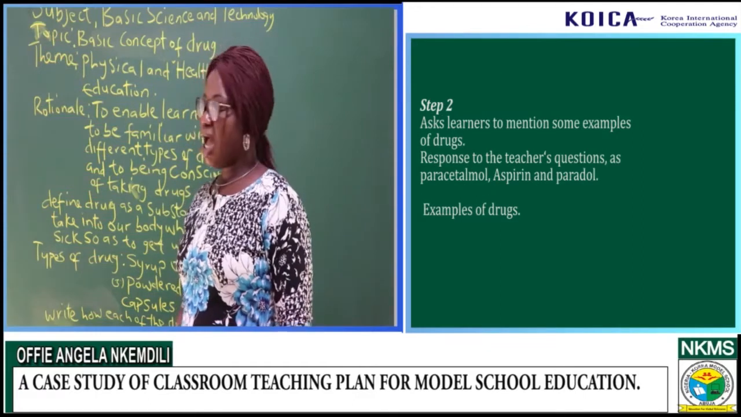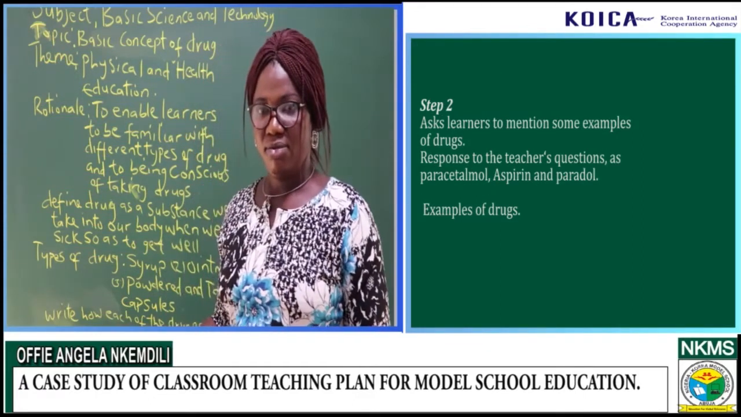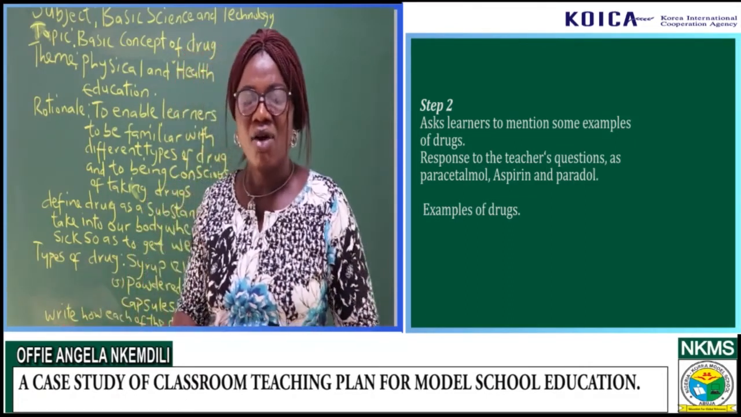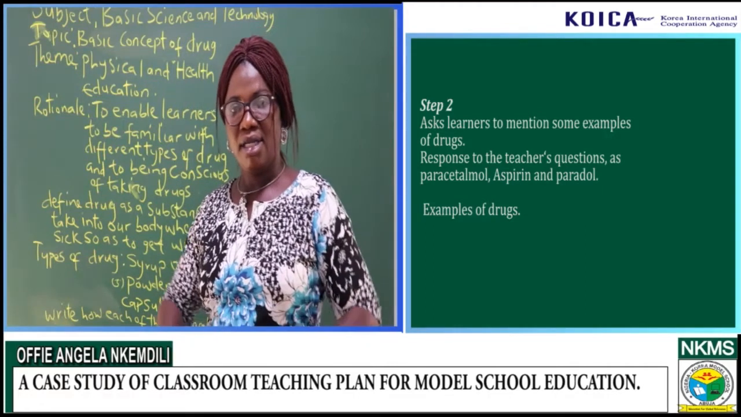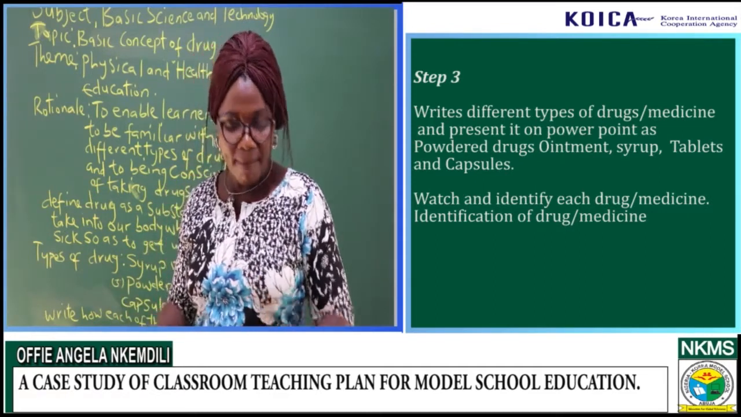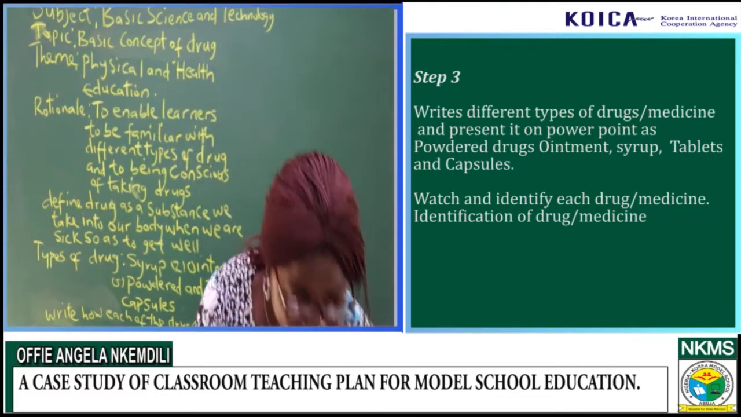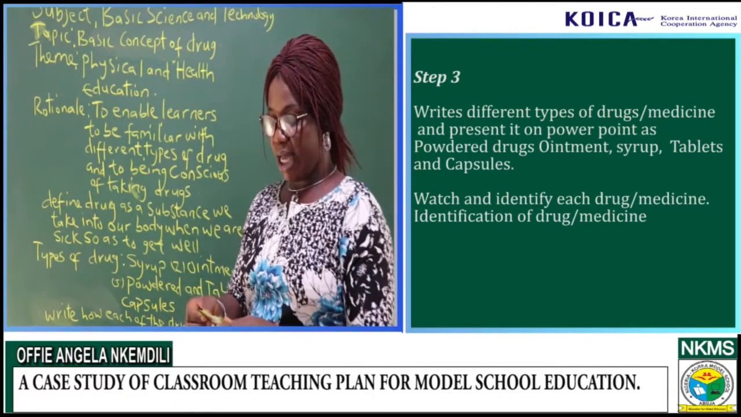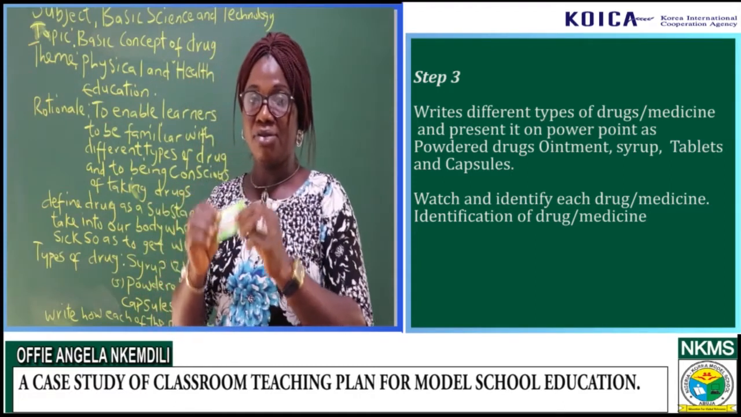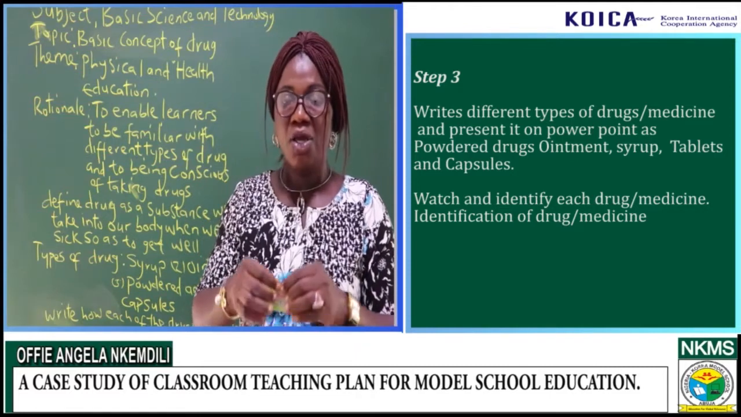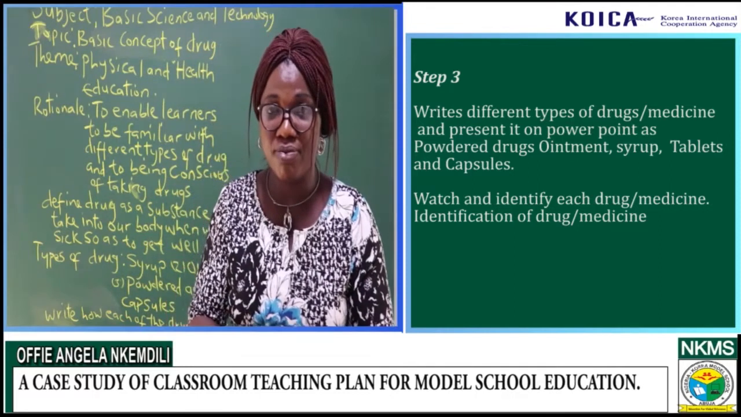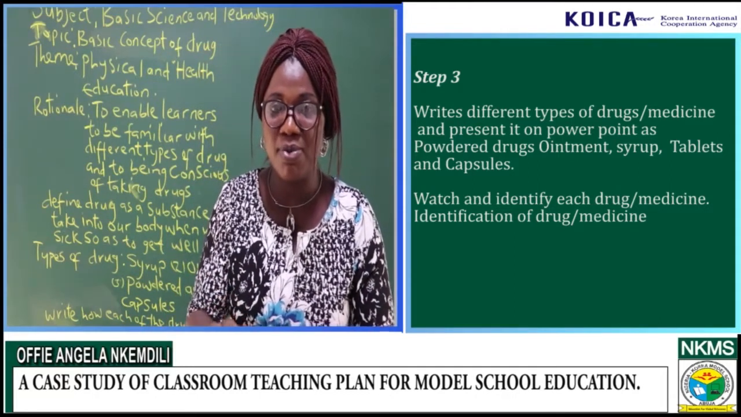Good. And we have different types of drug. The different types of drug we take depend on the type of sickness that we experience. Number one, we have powdered drug. Look at it here. This is Andrew Liver Salt. It is a powdered drug. How do you take it? You take it by cutting it and pouring it into a cup and stirring it with a spoon. Take it.